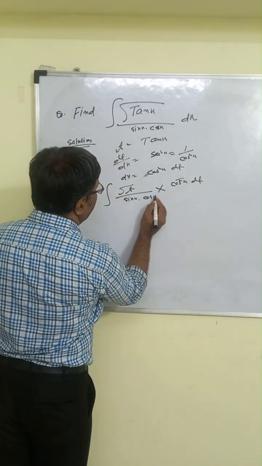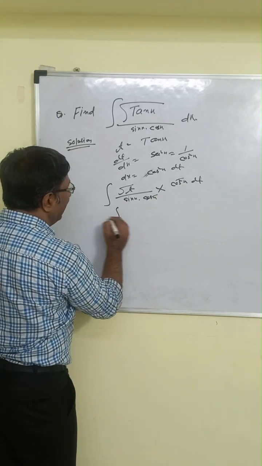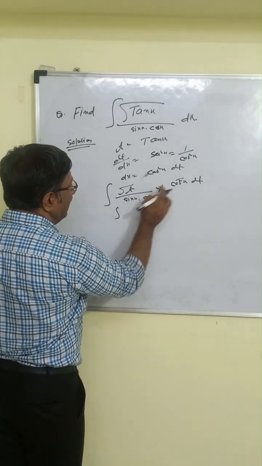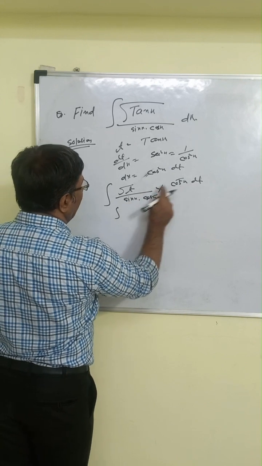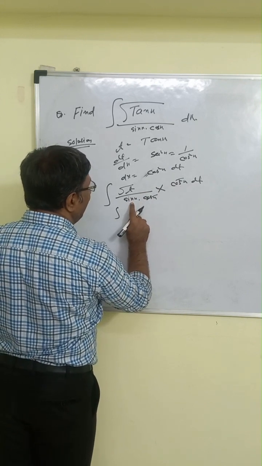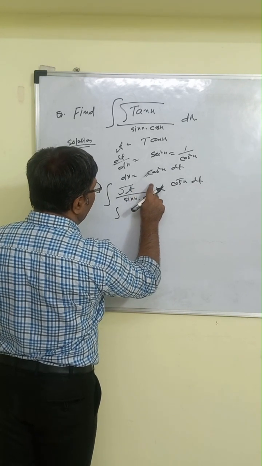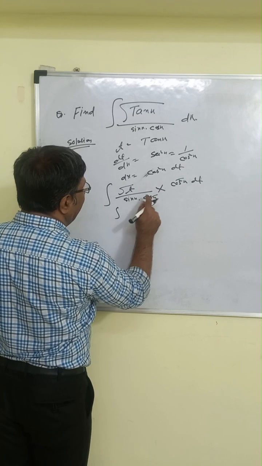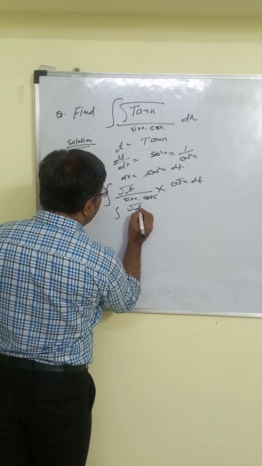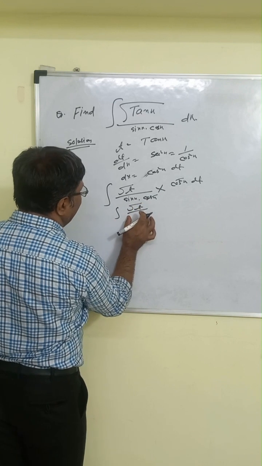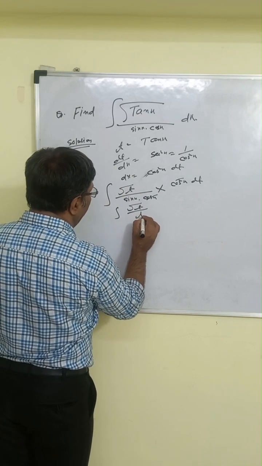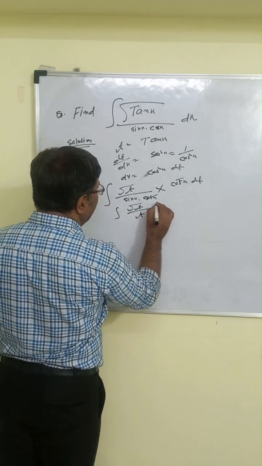So one cos and one cos cancel out. So we will get what? Cos x by sin x, that is cot x. So root t into cot x. So cot is what? 1 by tan x. So we can write root t upon tan x. So tan x is what? t. So we can find root t by t dt.